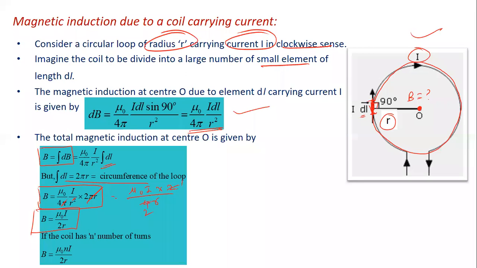This is the magnetic induction at the center of the current carrying coil. But if the coil has n number of turns instead of a single turn, then the formula is mu 0 N I divided by 2R. Only this formula is multiplied by n. So this formula multiplied by n is the magnetic induction at the center of the current carrying coil.